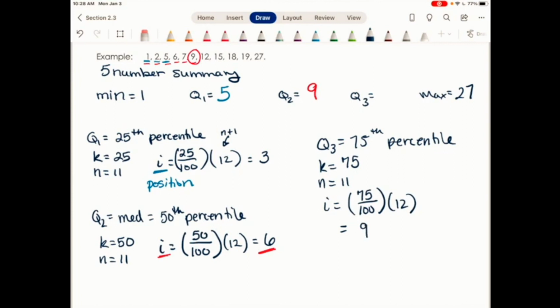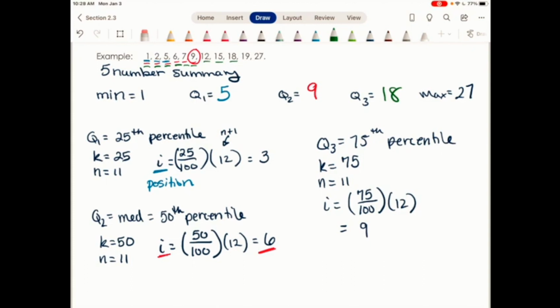So my Q3 is going to be in the 9th position. So we have 1, 2, 3, 4, 5, 6, 7, 8, 9. So my Q3 is going to be 18. So that tells me that 75% of the data falls to the left, or is less than 18.